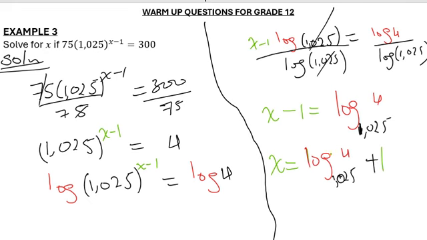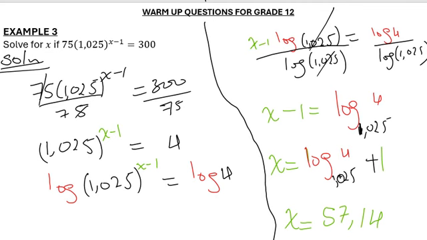So here you can just punch your calculator and see what that is equal to. log 4 base 1.025 plus 1. So I get my x equal to 57.14. I have rounded off my number, so that is why I get that.